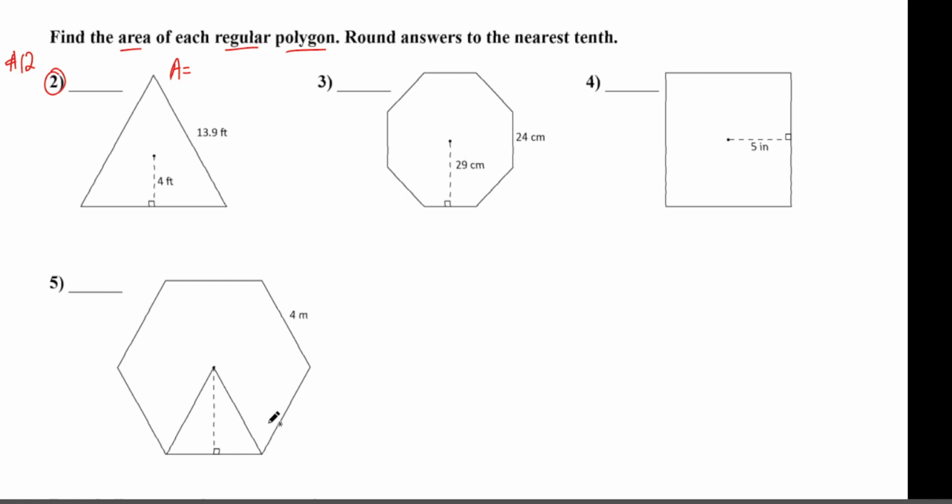These are all regular polygons. One half times A. What is the A? The apothem. Times what? The perimeter, which is P. Well, the perimeter is not 13.9. That's only one side of it. What is the perimeter of this? 13.9 what? Times 3. Because it's the distance around that whole thing.